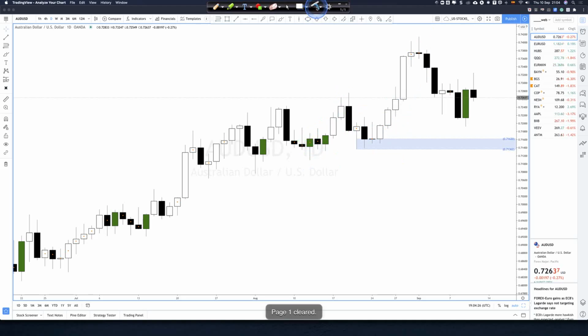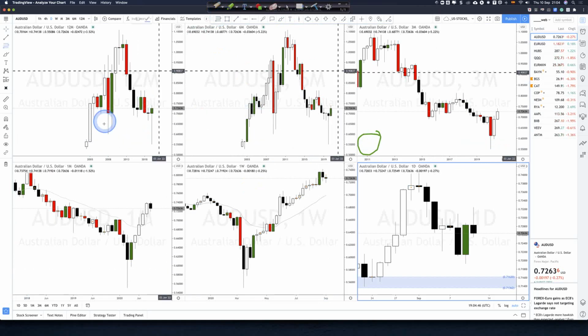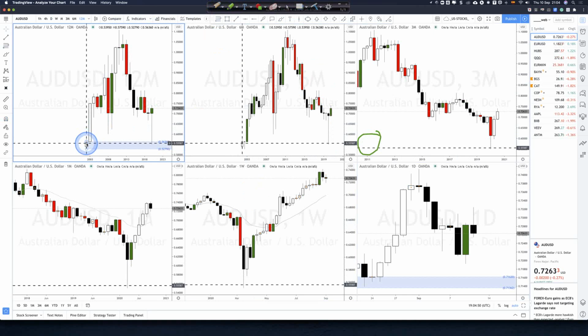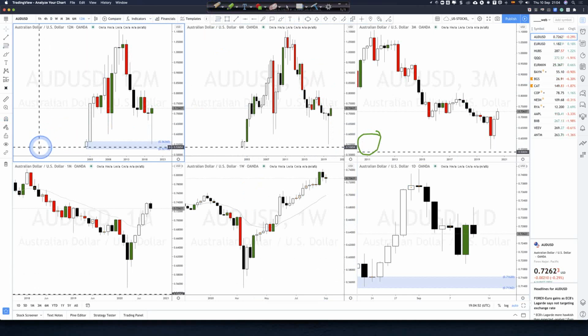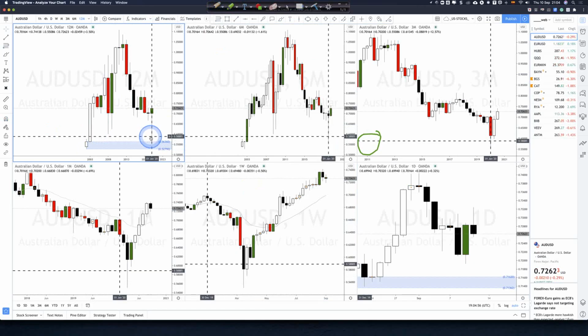Why do I need to know if it is an original level or a tested level? Well, original levels are way better because they are happening out of nowhere. If we look at the bigger picture, like this one on the 12 months, this is happening out of nowhere. So this is an original level. It is not created as a reaction to a previous level. So when it first retraces to those levels, usually price reacts very strongly.